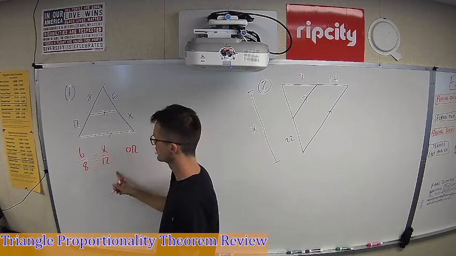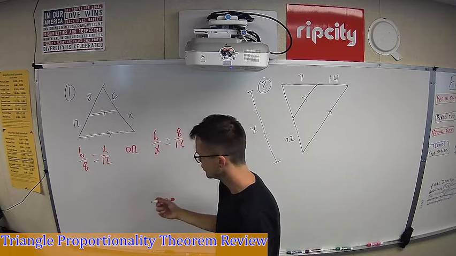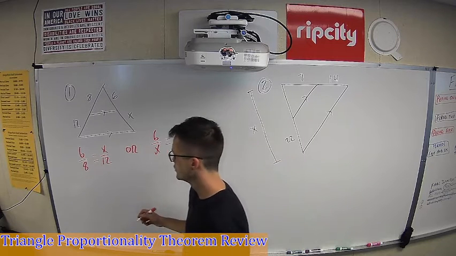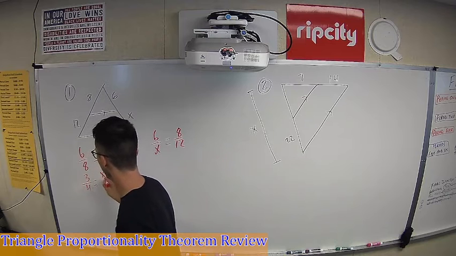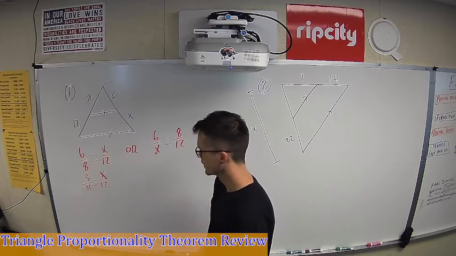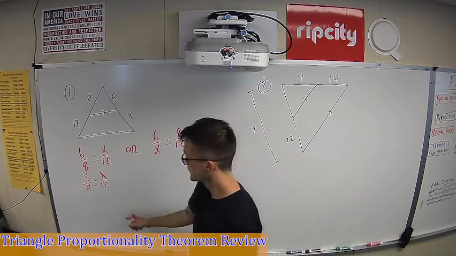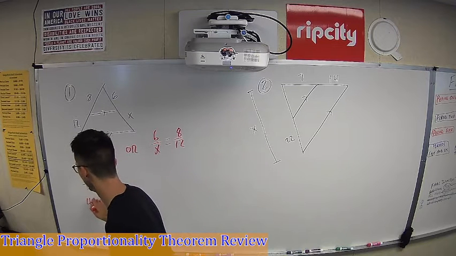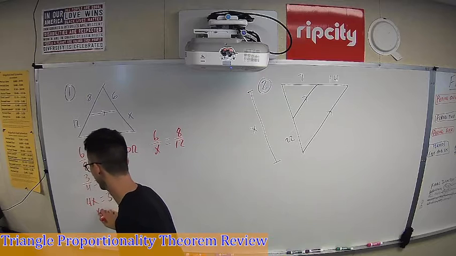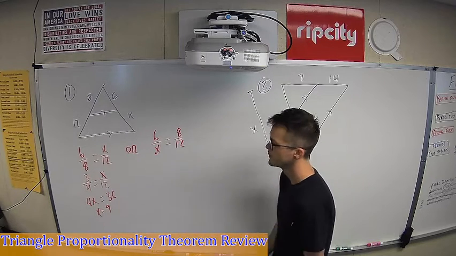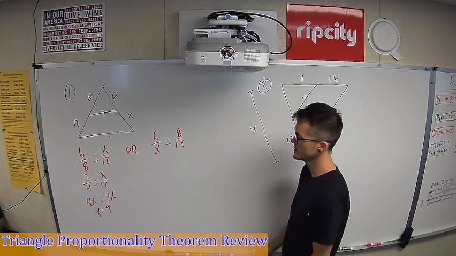6 over 8 equals x over 12. We could reduce this right away if we wanted to. So let's do that. 6 over 8 is the same thing as 3 over 4, and x over 12 is still here. Now I'm just going to cross multiply. 4 times x is 4x. 3 times 12, that's 36, yielding a result of x equals 9. Great. Let's confirm that that matches with this side.